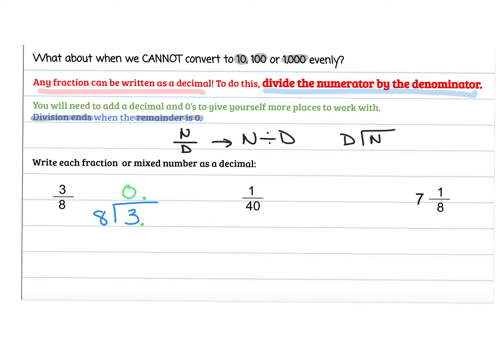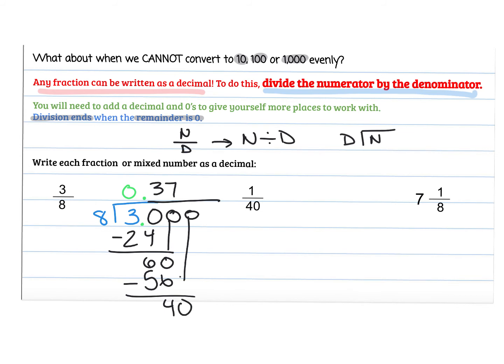8 goes into 3 0 times, but it goes into 30 3 times for 24 with 6 left over. Bring down another 0 because we're not at a remainder. 8 goes into 60 7 times for 56 with 4 left over. Gotta keep going. 8 goes into 40 5 times exactly. I have a remainder of 0. So I am done, and 3/8 is the same as 375 thousandths. See if you're ready to try on your own. If not, stick with me.